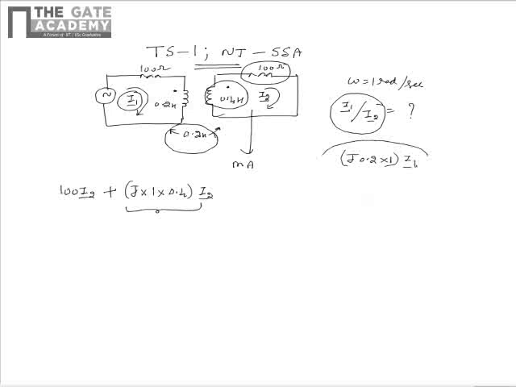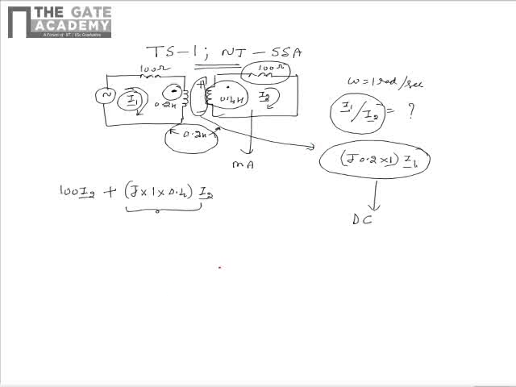But the problem is we don't know the sign of this drop. Please note that for obtaining the sign of this drop, we need to use the dot convention. As per the dot convention, a current entering the dotted terminal of one coil will produce a voltage which is sensed positive at the dotted terminal of the other coil. From this logic, we see that the current I1 is entering the dotted terminal of coil 1. Hence, the voltage drop due to the mutual inductance will be sensed positive at the dotted terminal of the second coil, and the polarity will be as shown, and the magnitude of the drop is j multiplied by 0.2 multiplied by I1.